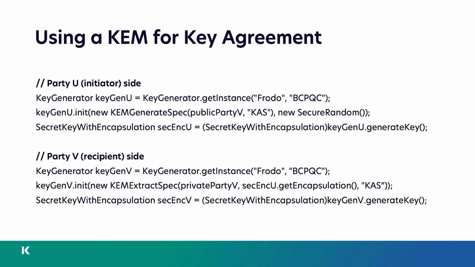Now, on the party V side, we use a KEM extract spec, which under the covers actually uses a KEM extract secret extractor. secEnc.getEncapsulation is simply what we've generated in the earlier section of this code and forms the encapsulation that was generated by party U. Secret key with encapsulation is the same return value that we had before, so we still get a copy of the encapsulation back. But get encoded on this key will actually equate to what we returned on get encoded for secEnc.